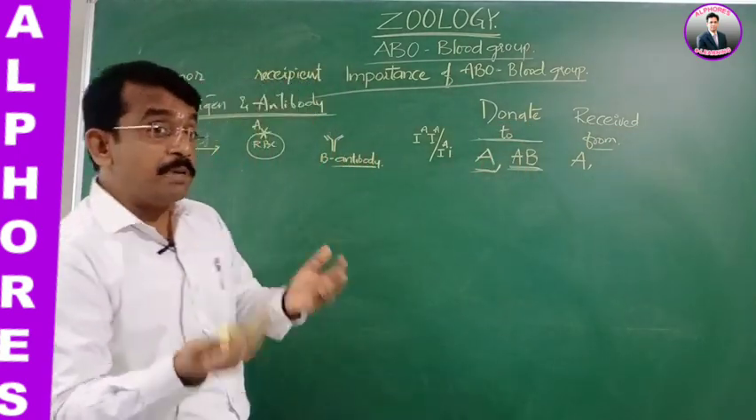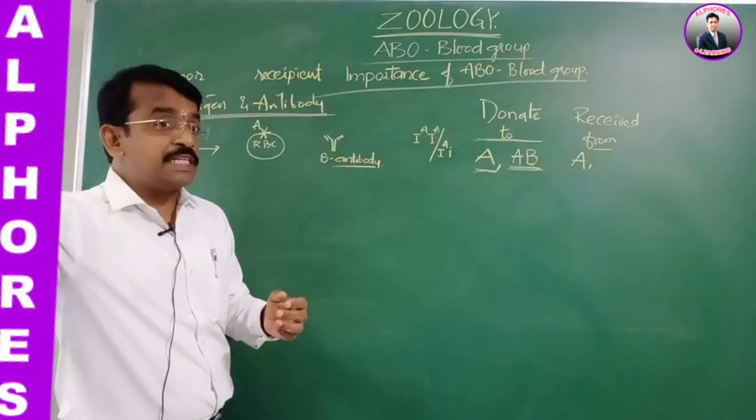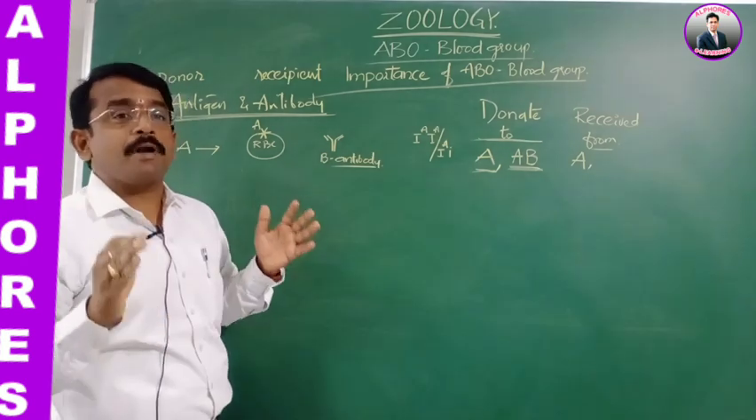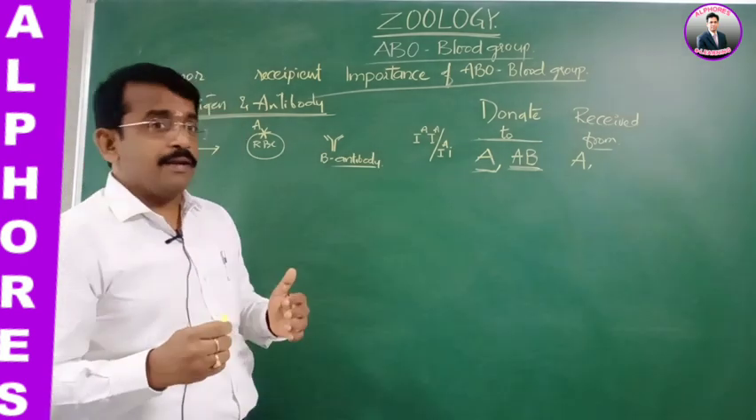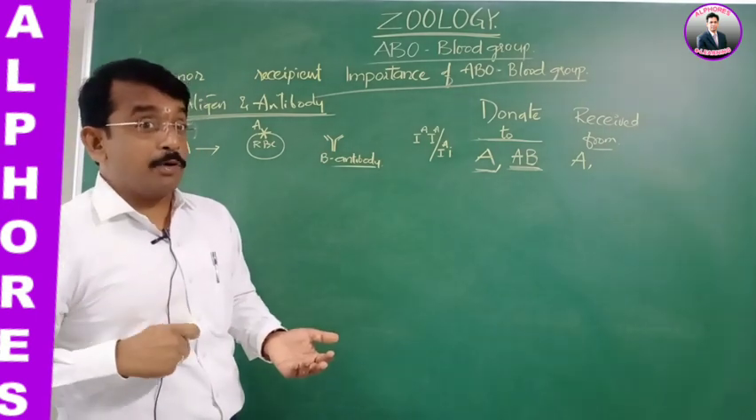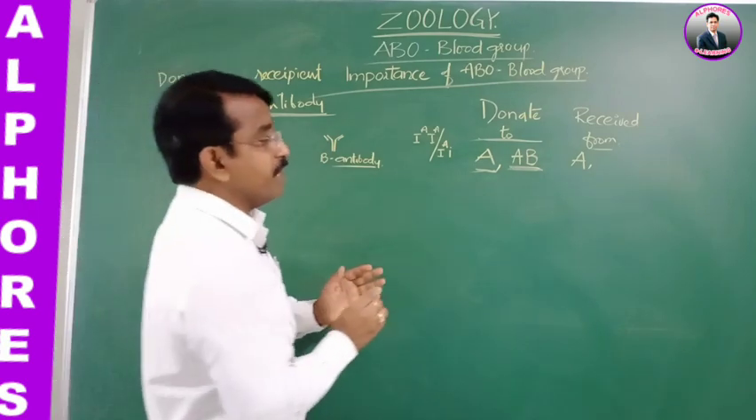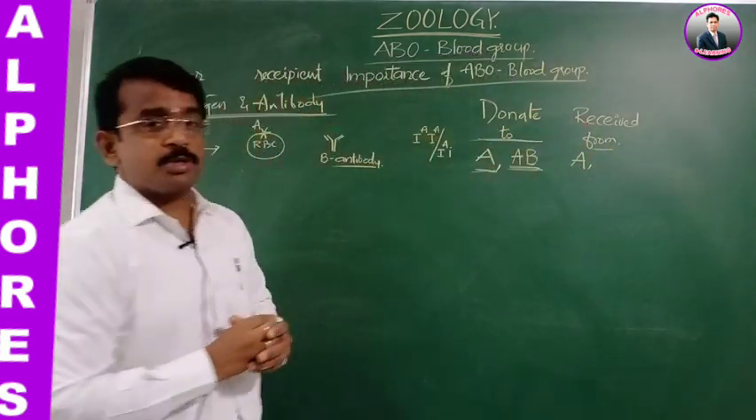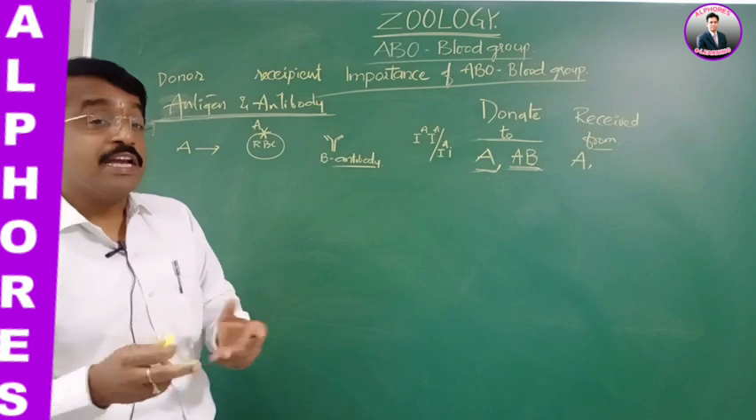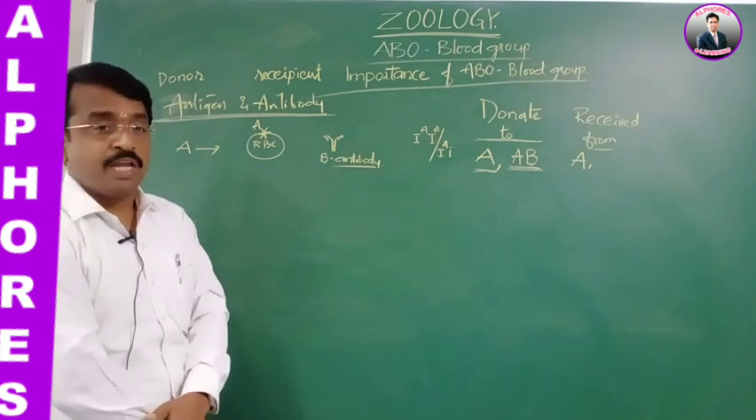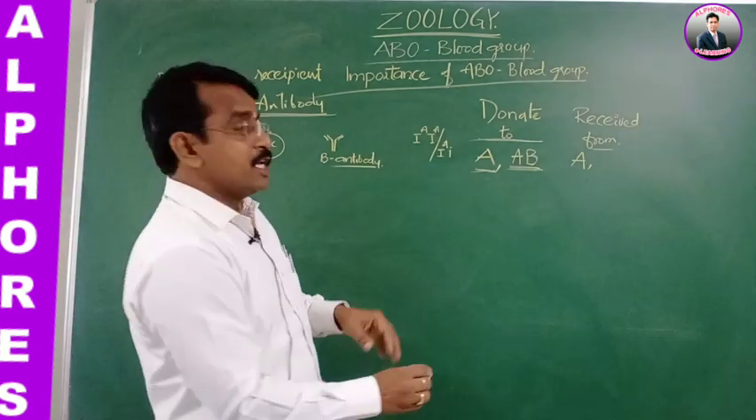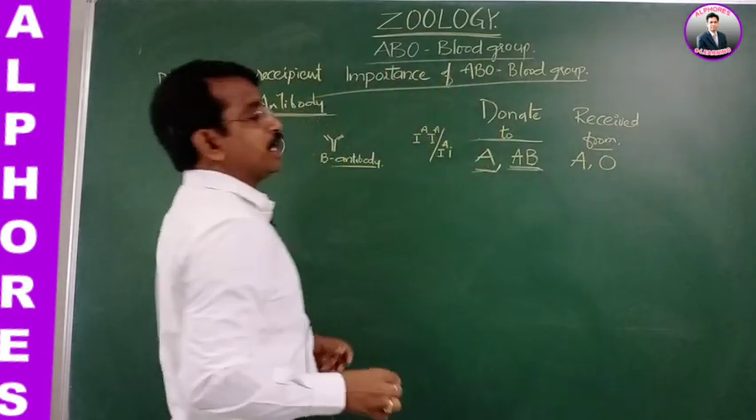At the same time, if it is received from B, B is with B antigen and the recipient produces B antibody, so danger, it should not receive blood from B. Then AB is with A antigen and B antigen, and the recipient can produce B antibody, so that is also danger. So it should not receive from B and AB. If it is received from O, O is without antigen, so it can receive. So A and O, it is to be received from.